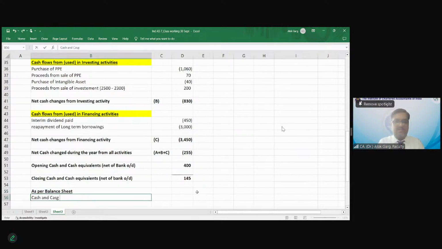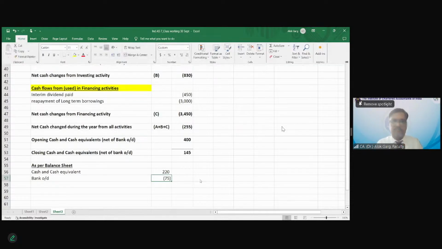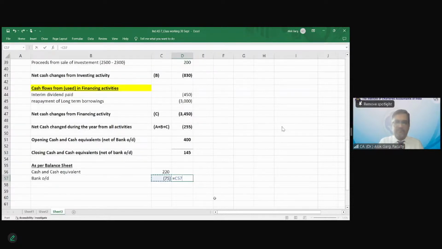As per the balance sheet, cash and cash equivalent and bank overdraft. What was cash and cash equivalent? 220. What was bank overdraft? 75. So 145. Is it tallying? Yes, sir. Yes, sir.